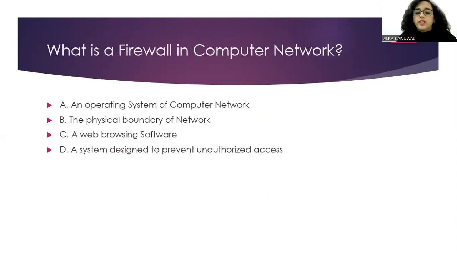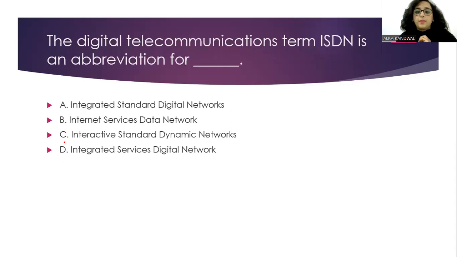What is a firewall in a computer network? When we talk about computer networks, a firewall is what protects us from unauthorized access and secures our system from any unauthorized access. So a system which is designed to prevent unauthorized access is known as a firewall. That is the logic of the firewall. It can be in the form of hardware or in the form of software. So that is very, very important.